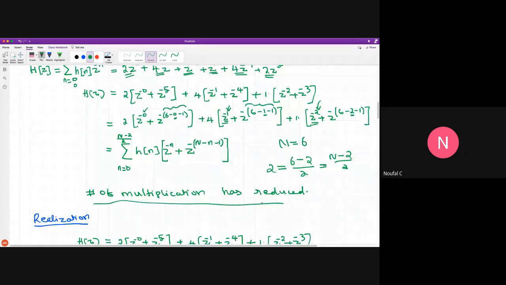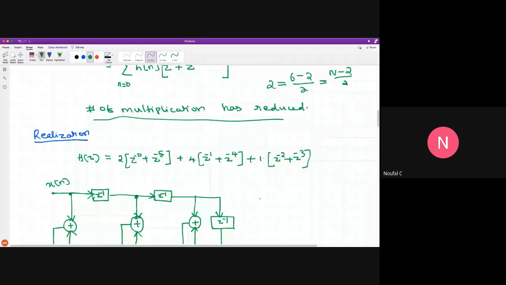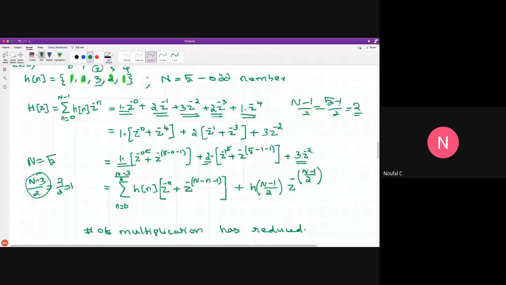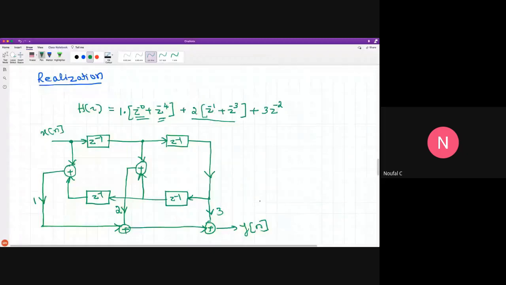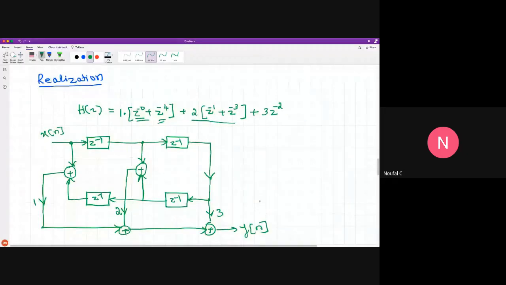Okay, and that applies for any kind of linear phase realization. The number of multiplications can be reduced, just like we reduced the number of delay elements when we realized the direct form 2 of IIR filter. For IIR filters we studied both direct form 1 and direct form 2. In direct form 2, we reduced the number of delay elements. Just like that, we are reducing the number of multiplications in the linear phase realization.